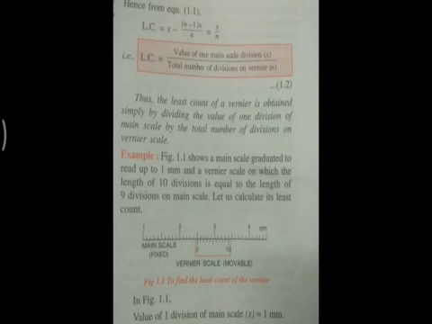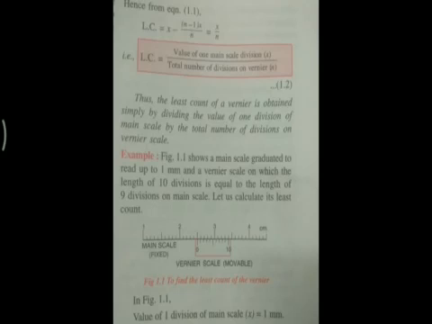Now x was what? X was the value of one scale division, and value of one scale division is what? 1 mm. Now divided by n. N is what? It is the total number of divisions on the vernier, right? And the total number of divisions on the vernier was what? 10. 10 divisions of the vernier were coinciding with the 9 divisions of the main scale.